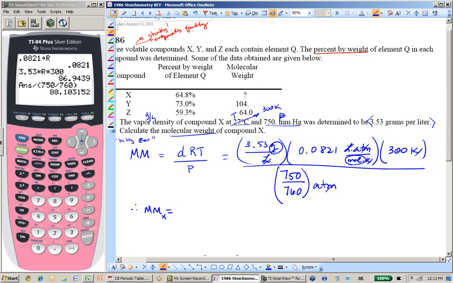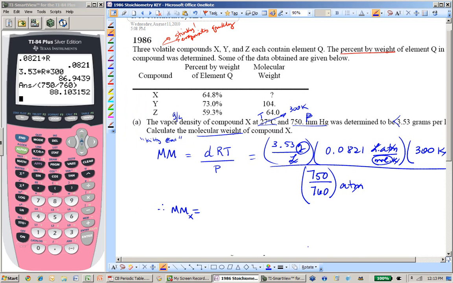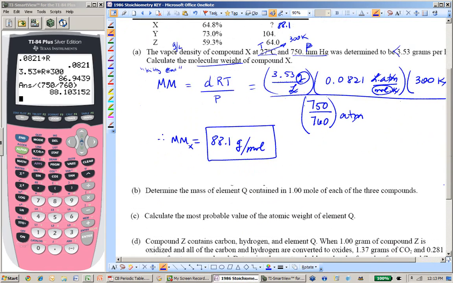When I actually calculated with it, I used 3. So let's go with 3. So we should come out with 88.1 grams per mole. So that's what goes up here. You don't have to put it up there. It's just kind of nice to be able to look at it.